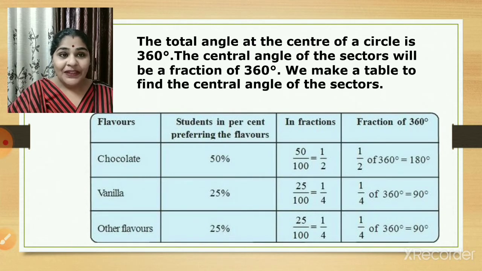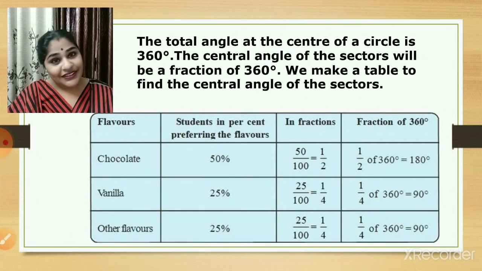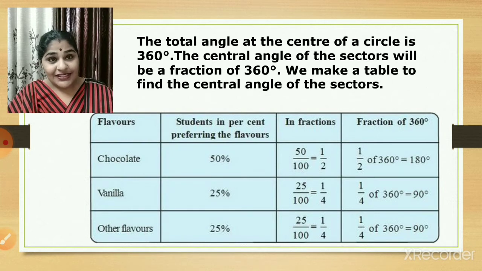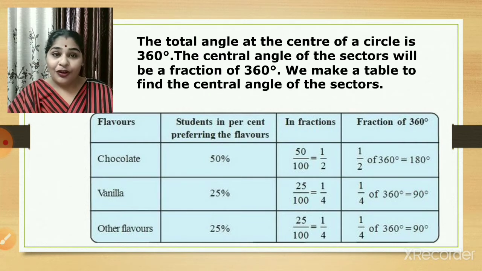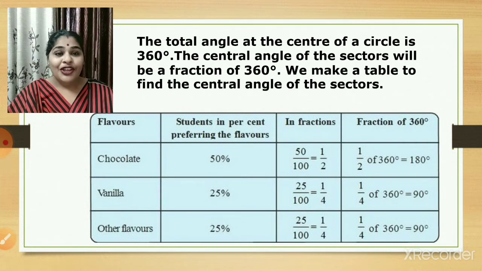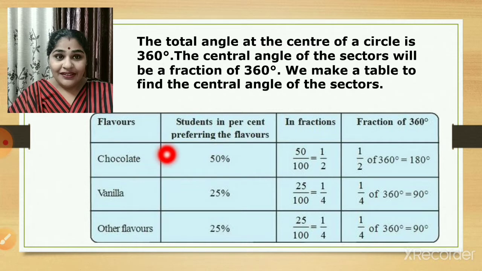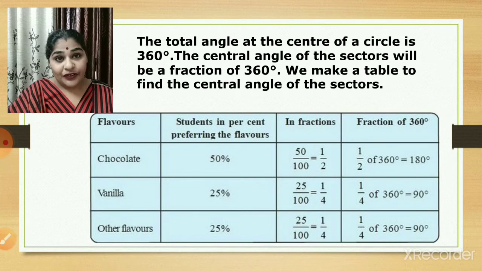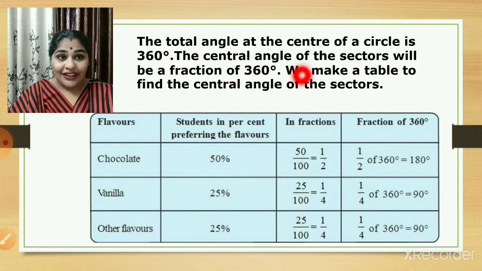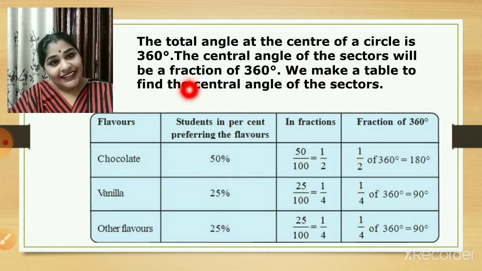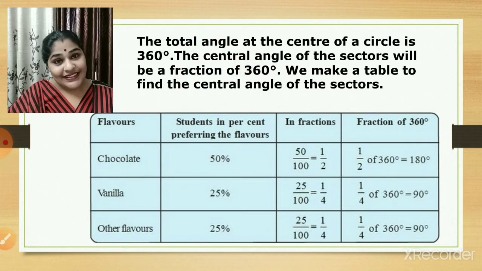Pay your attention here. The total angle at the center of a circle is 360 degrees. We know that. That is a complete angle. And each sector will be a fraction of that 360 degrees. Right, children? So now here we make a table. In the first column, there are all the flavors given. Next, the percentage which was already given to you. Now next you have to first find the fraction, because we have just seen that the central angle of the sector will be a fraction of 360. So first find the fraction and then find how much is that fraction of 360 degrees.